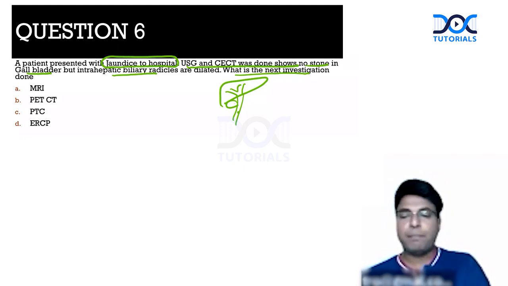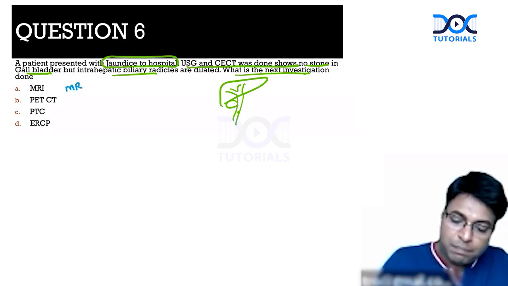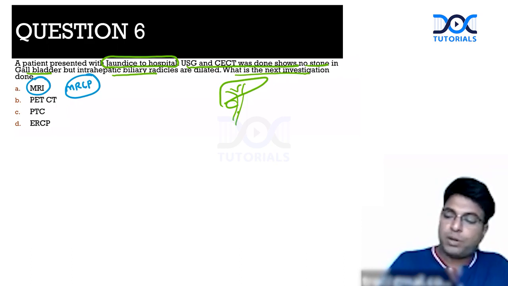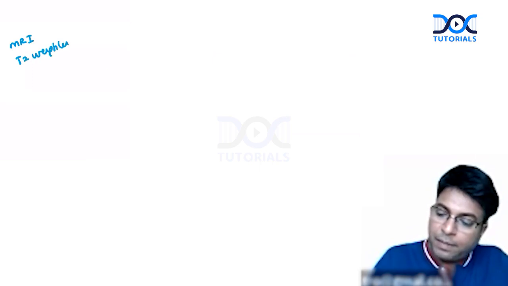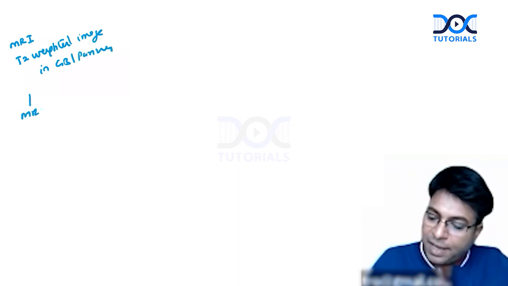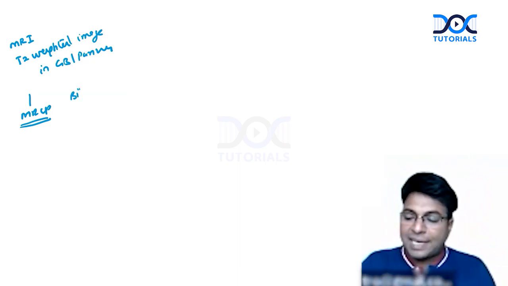Yes, please remember, many students wrote something else thinking there is no MRCP. Please remember, MRCP and MRI are same. No confusion in that. I don't know why you got confusion. MRI, T2 weighted image. T2 weighted image of MRI in gallbladder and pancreatic system is known as MRCP, because in MRCP we are not using any contrast. The bile acts as a contrast.